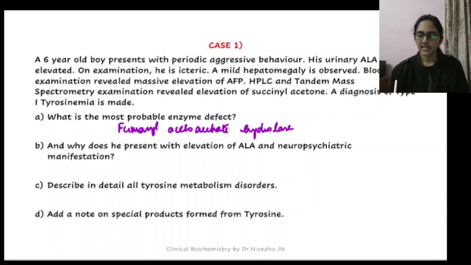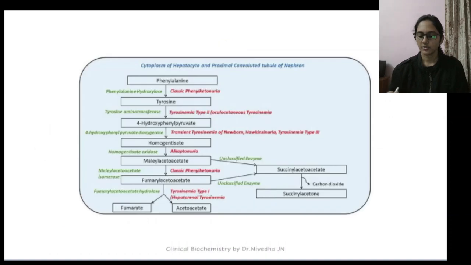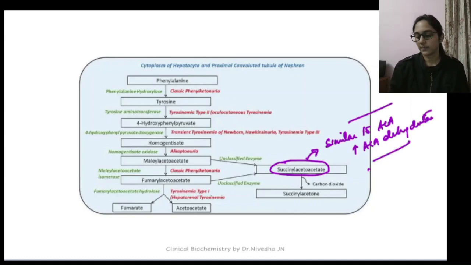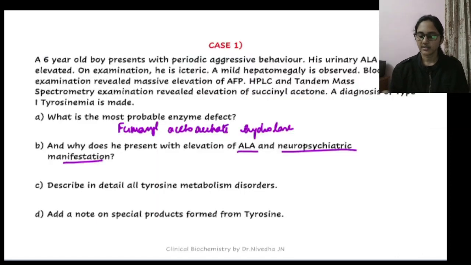And why does he present with elevation of ALA and neuropsychiatric manifestation? Because you need to know there is accumulation of succinyl acetone, that also they have given you. Now, what does this succinyl acetone do? This is structurally similar to ALA. So what does it do? It inhibits the ALA dehydratase enzyme. As it inhibits, it can mimic porphyria. That is the reason why he presents with elevation of ALA.